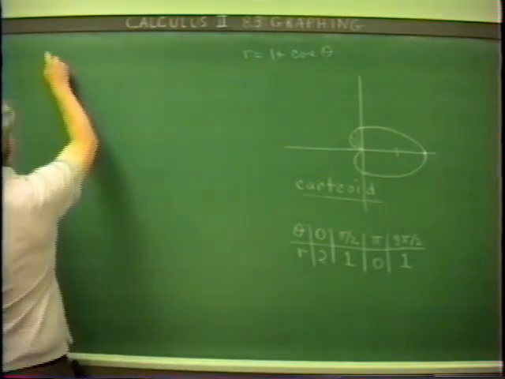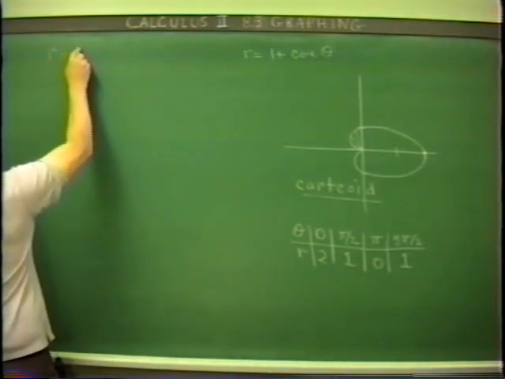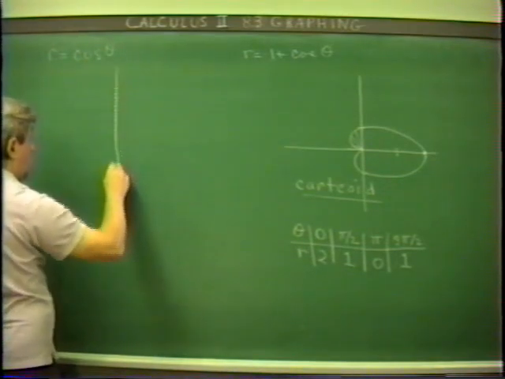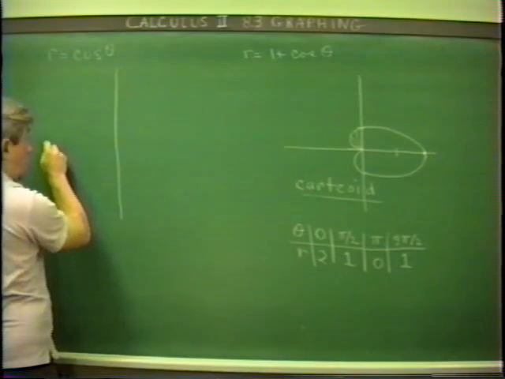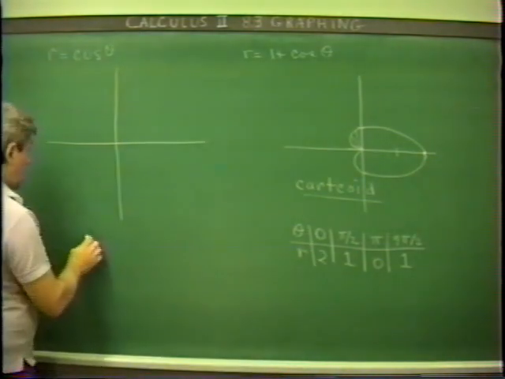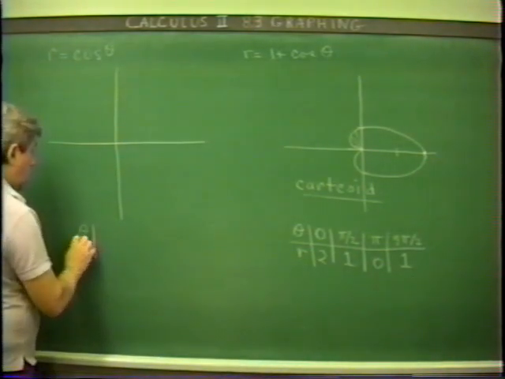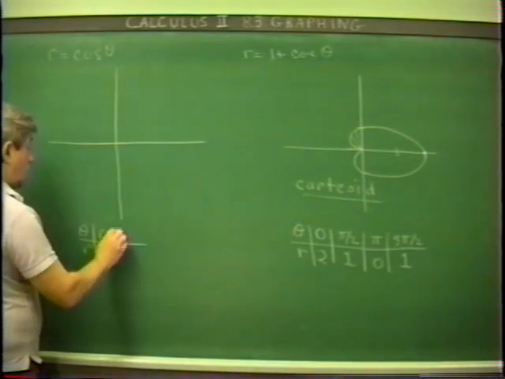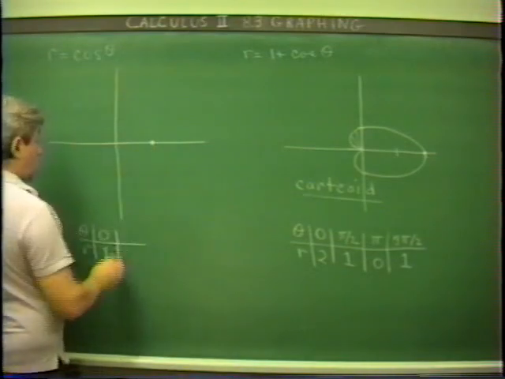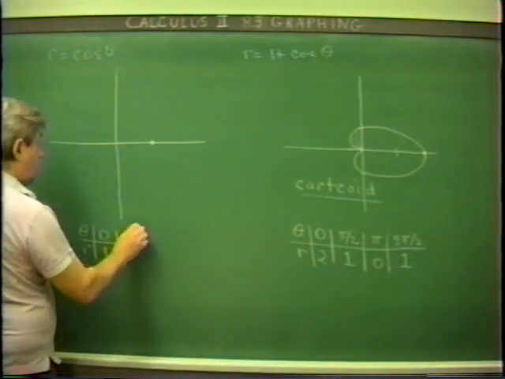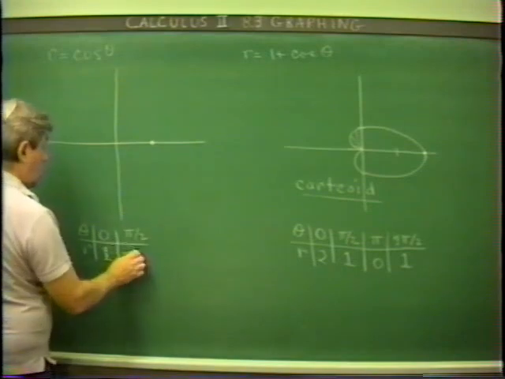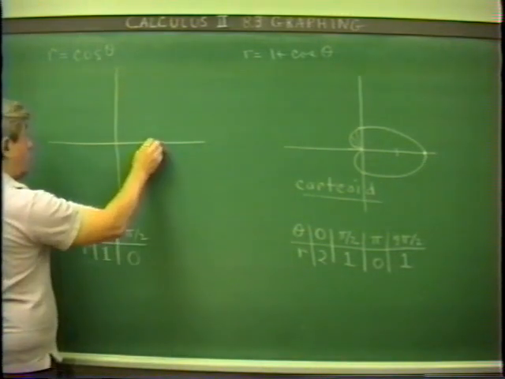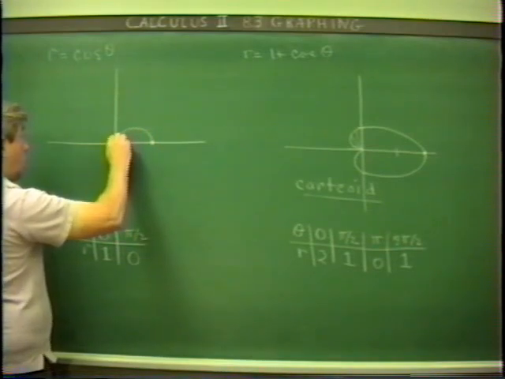All right, let's look at another here. Look at r equals cosine theta. Theta and r. When theta is equal to 0, cosine theta is 1. So the graph is over here. When theta is equal to pi over 2, cosine theta is 0. And it decreases to 0 from theta equals 0 to theta equals pi over 2. So the graph's going to look something like this.